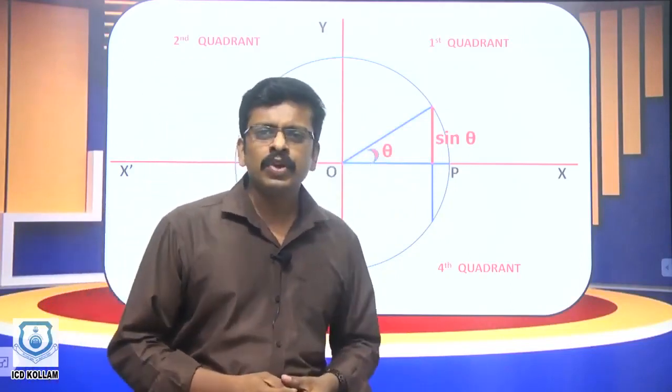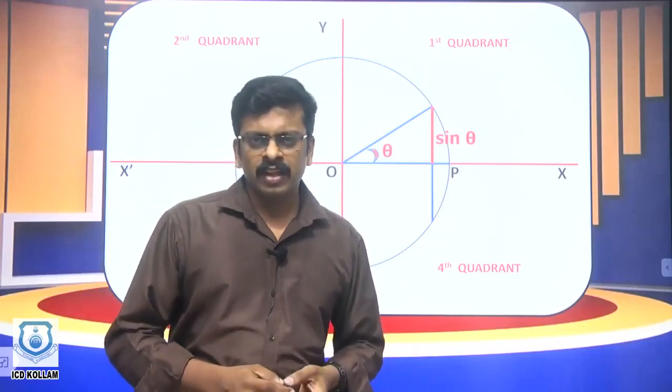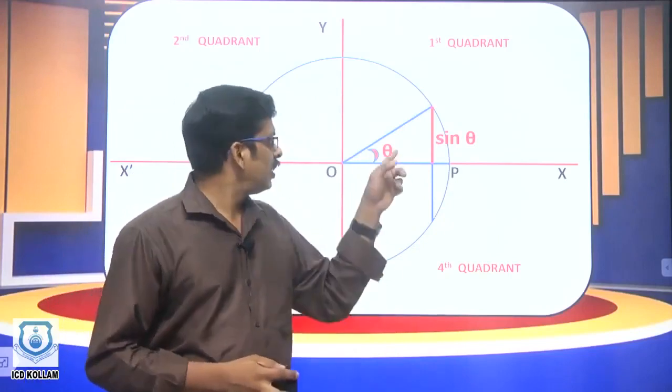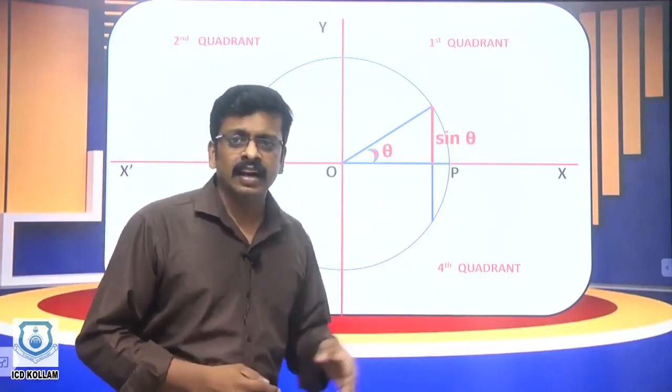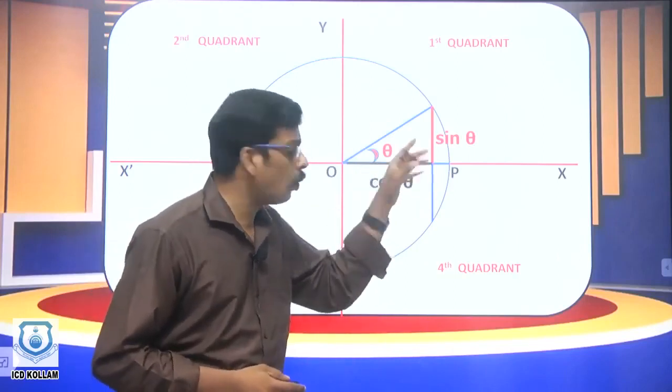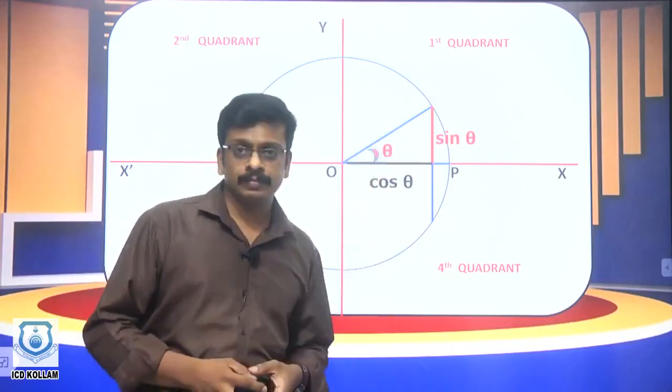Now we need to find cos theta. So this side, the adjacent side of angle theta, is called cos theta. So I represent it in black color.